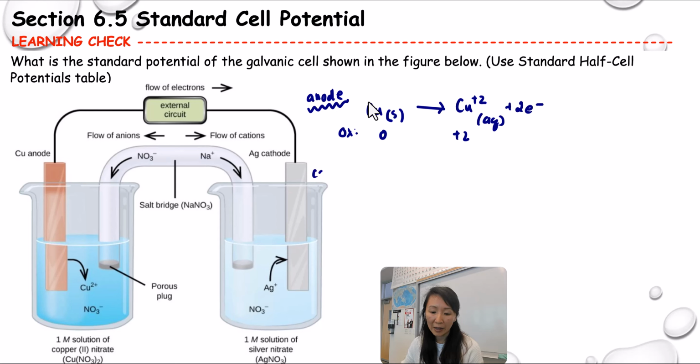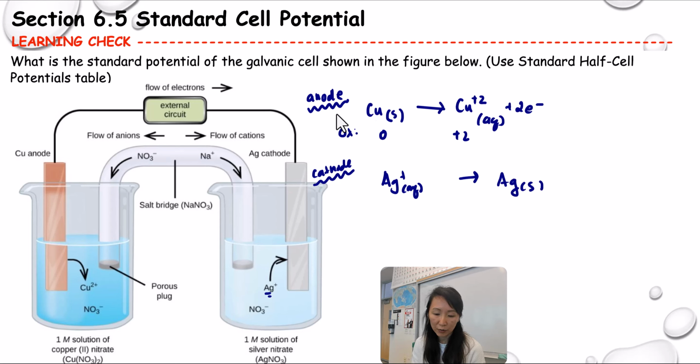Let's talk about the cathode. In the cathode, we have silver plus, so we have silver plus from the aqueous forming into silver solid. And it's shown based on the image over here. And always on the cathode side, there is a reduction occurring, so they're going to be adding electrons. Well, how many electrons? The oxidation number for silver plus is plus 1. Silver solid is 0. So therefore, you only needed 1 electron to allow that silver plus to become silver.